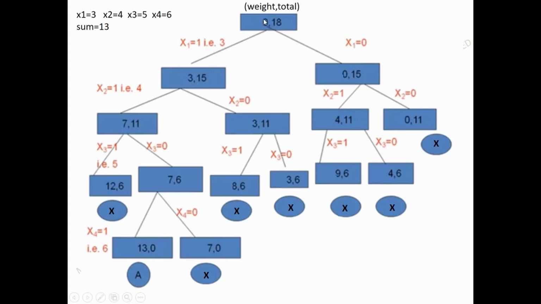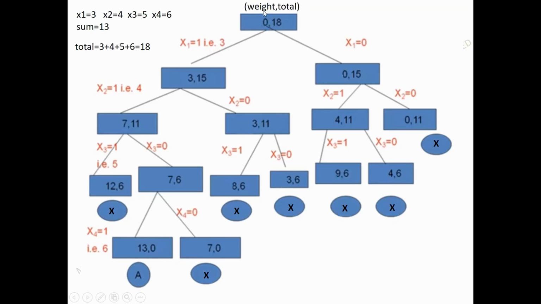where the initial value is the partial weight value. That is, we'll keep on adding the weight values, and this second part is called the total value. Total value is nothing but the sum of the values of all the elements of the set, that is equal to 18.